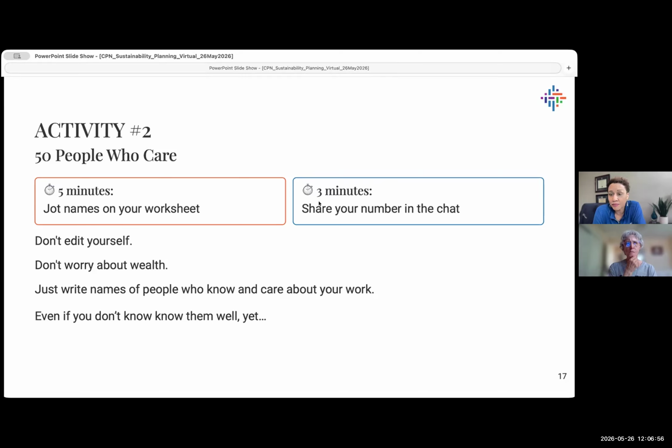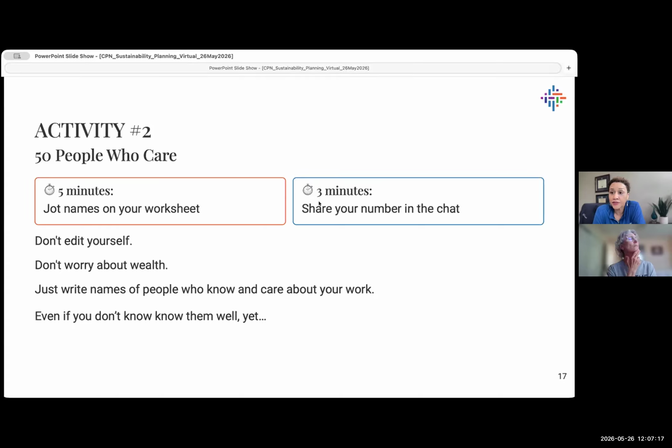And then that begins to grow, especially when we invest it in our accounts. And you may not know them well at this particular moment, but given the chance and the opportunity, you can get to know them.